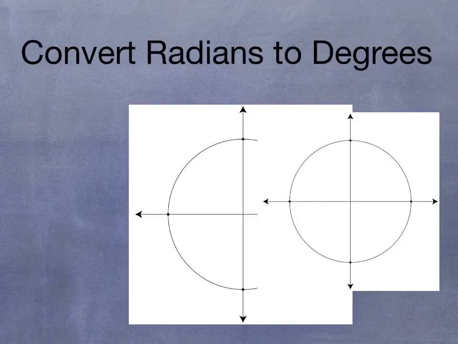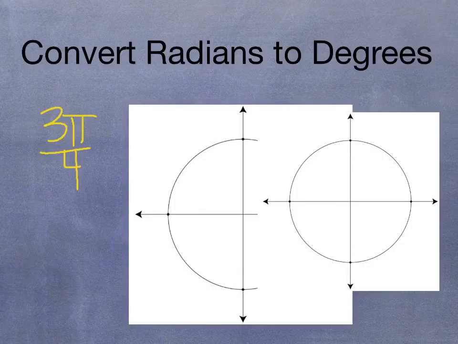This video is going to walk you through a couple different options on how to convert radians to degrees. For example, if I have 3 pi over 4 and I'm asking you how many degrees is that, there's a couple different methods on how you're going to do that. And honestly, you can pick.